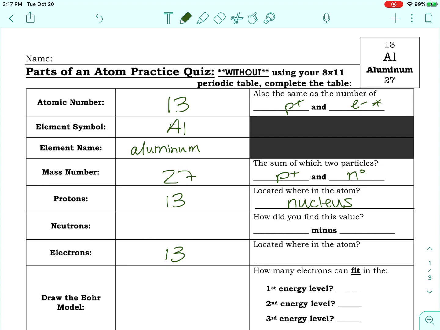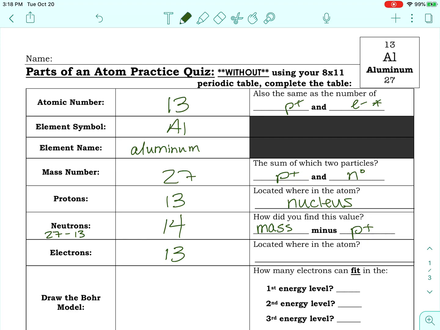Neutrons, we need to do some math to get the neutrons. We're going to take this number minus this number to get the neutrons. So we're going to do 27 minus 13. So we're going to have 14 neutrons. And so how did we find that? We did the mass minus the protons, or you could say mass minus the atomic number. Both of those answers would be acceptable. So the neutrons are 14 because 27 minus 13 is 14.